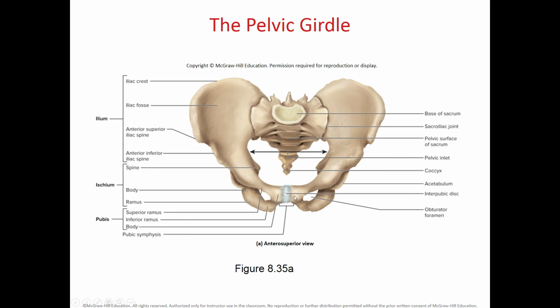And this will be the pubic symphysis, and then this will be the interpubic disc. And this part in here that is in between the ischium and the pubic bone will be called the obturator foramen.